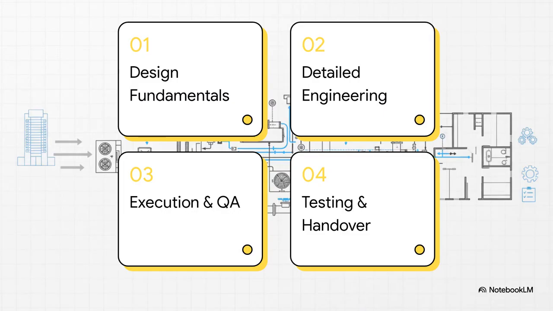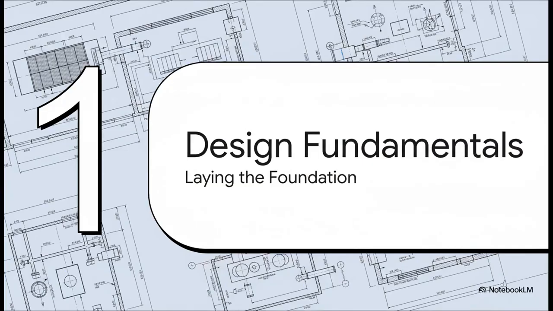So, we're going to break this whole thing down into 4 logical stages. First up, the design fundamentals. Then we dive into the detailed engineering and coordination. After that, it's time to hit the site for execution and quality control. And finally, we'll wrap up with testing and the official handover. Let's get into it. All right, Section 1, Engineering Design Fundamentals.